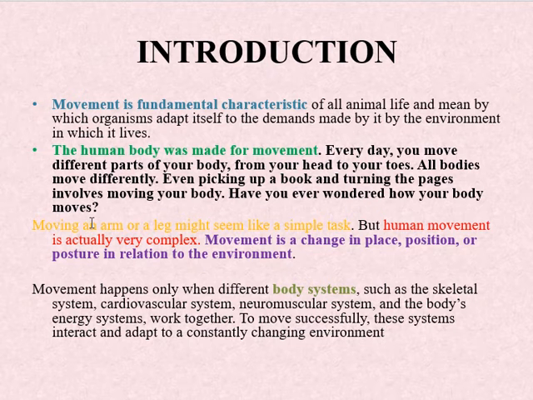Think about it. Moving an arm or leg might seem like a simple task, but human movement is actually very complex. Movement is a change in place, position, or posture in relation to the environment. So, to sum up, we can say movement is a change in place, position, or posture in relation to the environment. Movement happens only when the different body systems, such as the skeletal system, cardiovascular system, neuromuscular system and the body's energy system, work together to move successfully. These systems interact and adapt to a constantly changing environment.